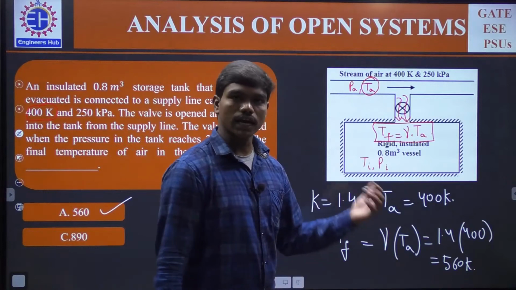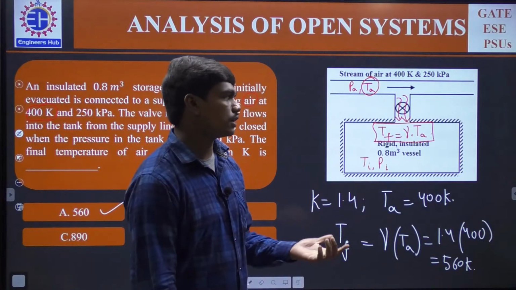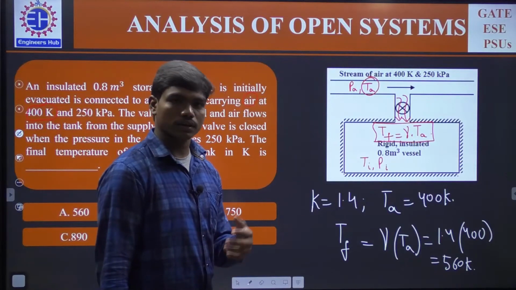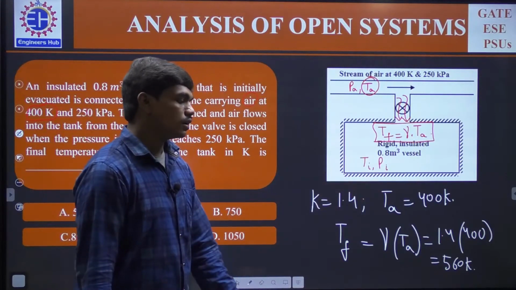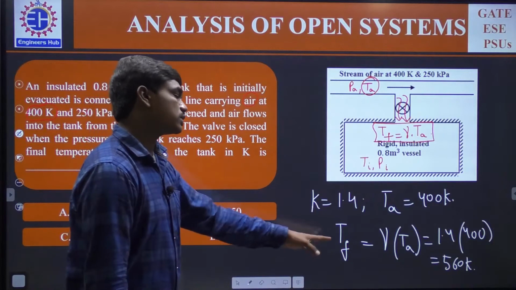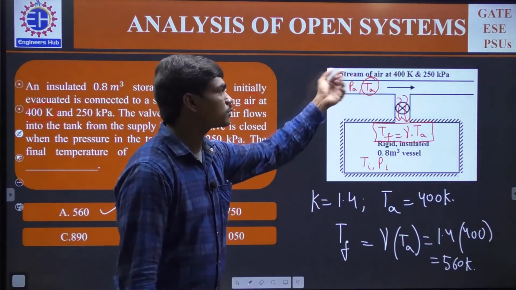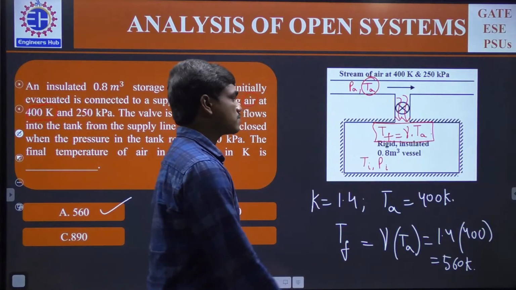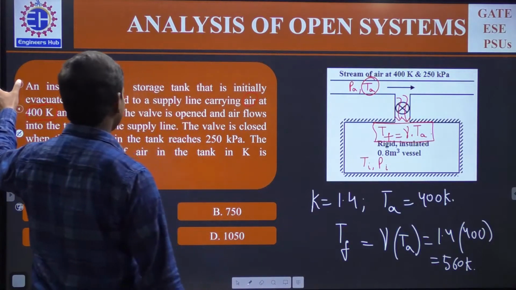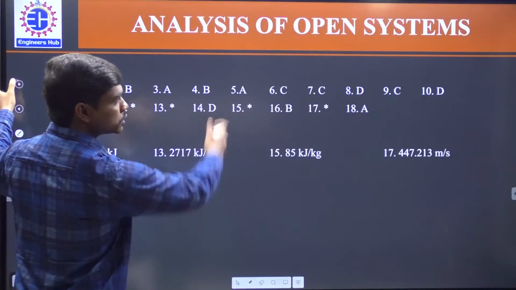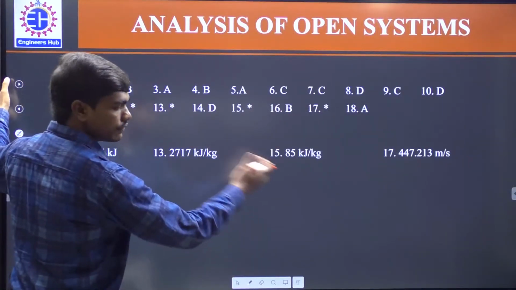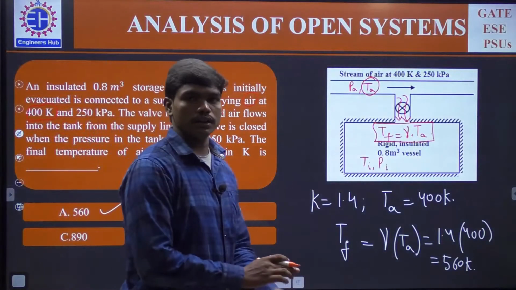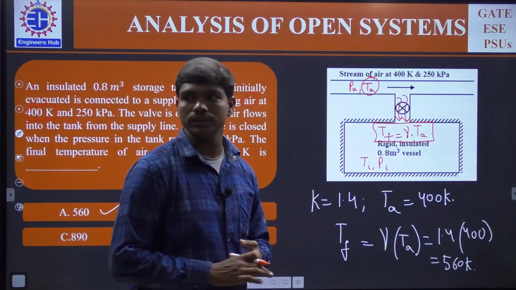Okay, actually this is an unsteady control volume system. But right now I'm not dealing with derivations of all these things. It's enough for you to know that the final temperature in this box will be gamma times this pipeline temperature. Okay, so please make a note of this for this last question, and I hope we finished the questions. These are the solutions, the answer key, for the 18 questions that we discussed in today's class. So this is how things work in analysis of open systems.